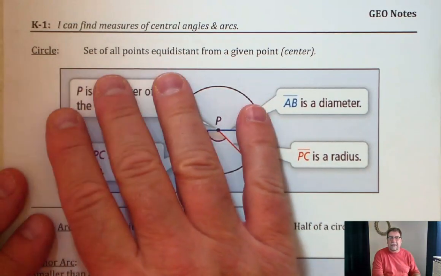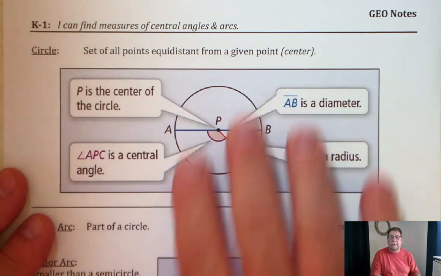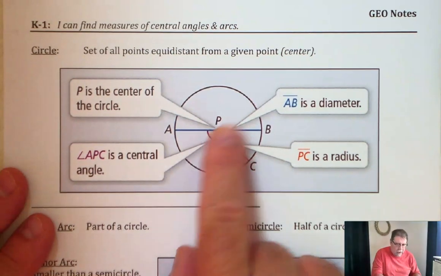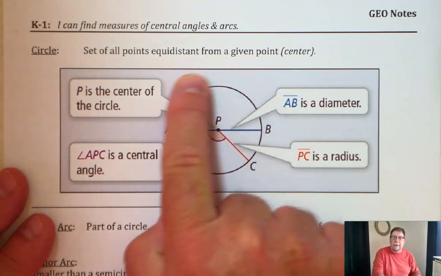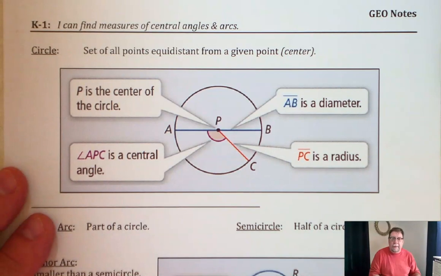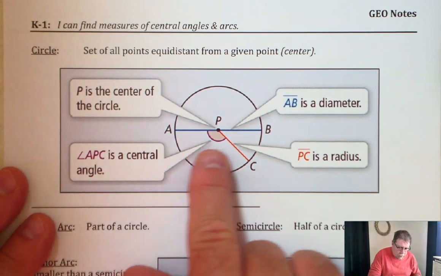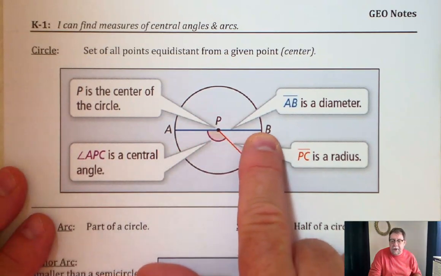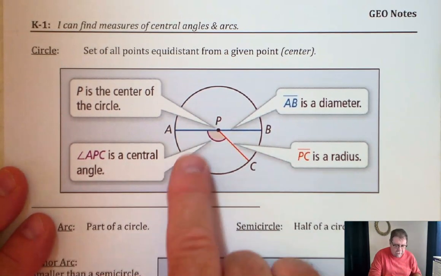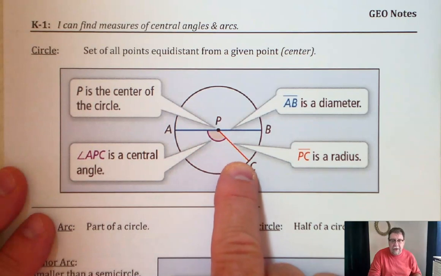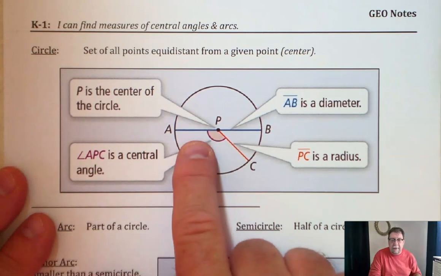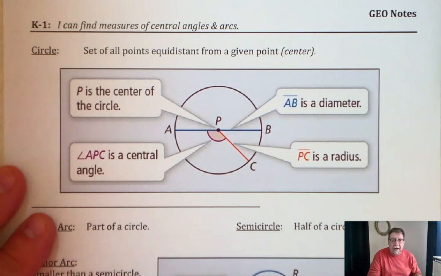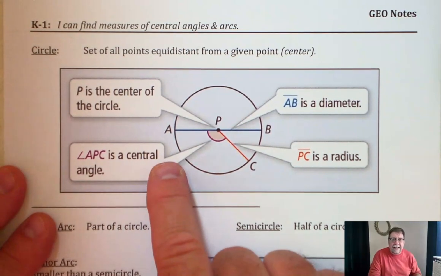First of all, a circle is the set of all the points equidistant from a given point. So there's your point, center, and all the points equidistant from it create a circle. Some vocabulary here. We have a diameter, which goes all the way across the circle through the center, which you already knew. The radius from the center to the edge, that's half the distance of the diameter. That's the radius.